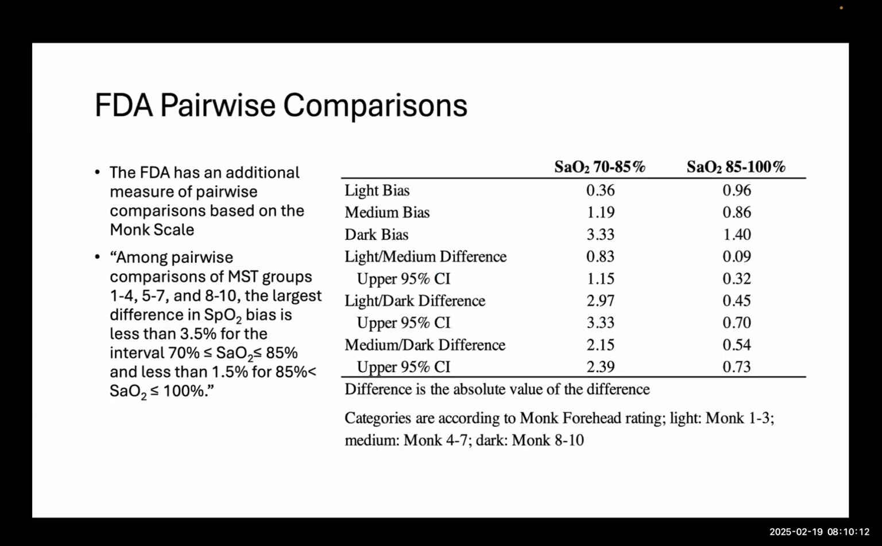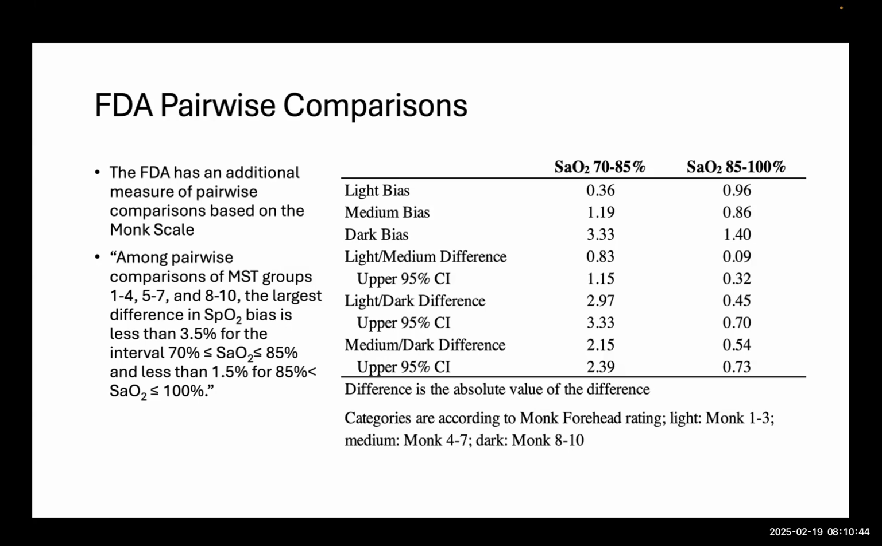And then I wanted to also show people what the pairwise comparison otherwise looks like. This is a pretty simple calculation showing the individual biases and then the differences with the confidence limit. The biggest difference here, not surprisingly, was from light to dark, and the upper 95% confidence limit was actually within the FDA standard. So this is using Monk scale.